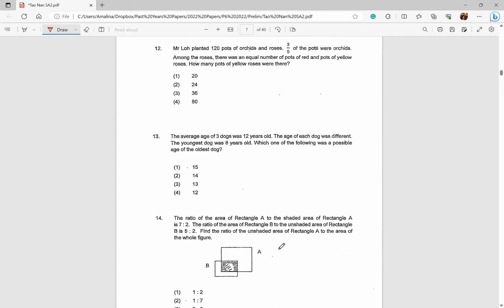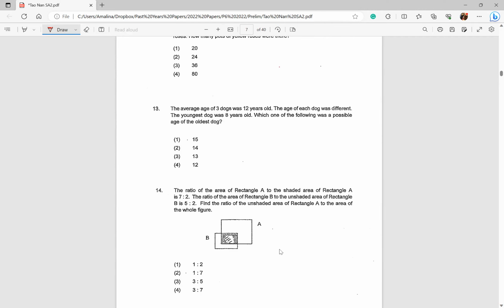Now let's go to question 13. The average age of 3 dogs was 12 years old. The age of each dog was different. The youngest dog was 8 years old. Which one of the following was a possible age of the oldest dog? Okay, so let's find the total age of the 3 dogs. So 12, I times 3 first. I get 36. That's for the total age.